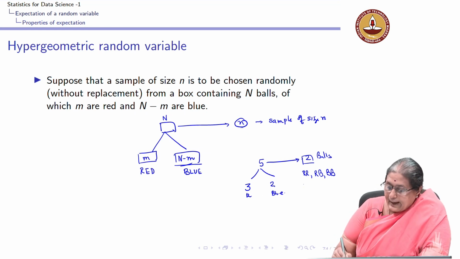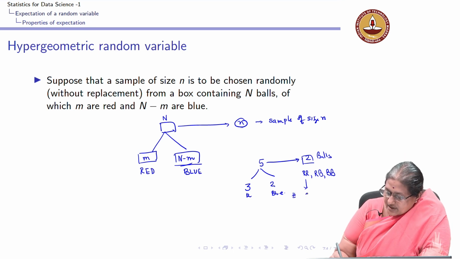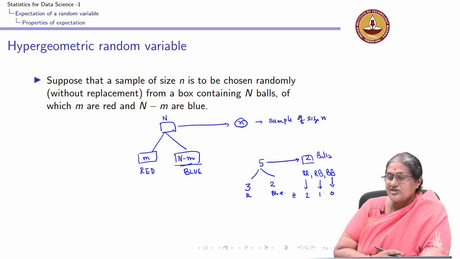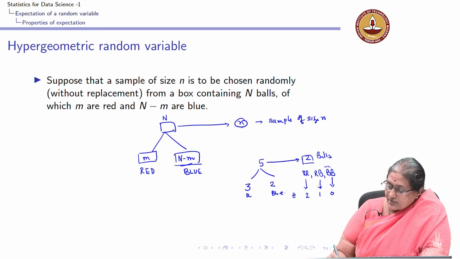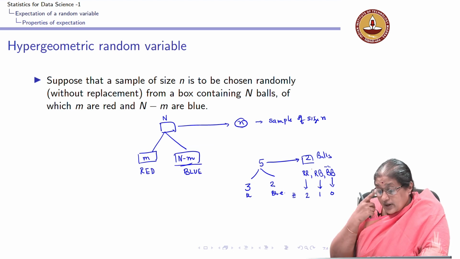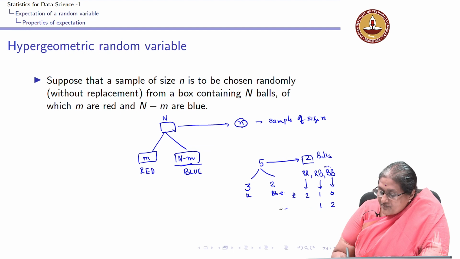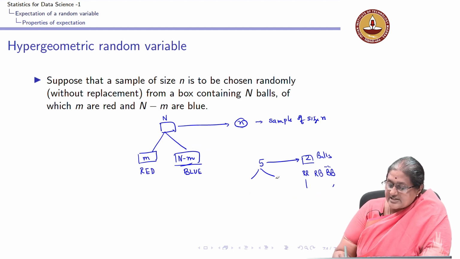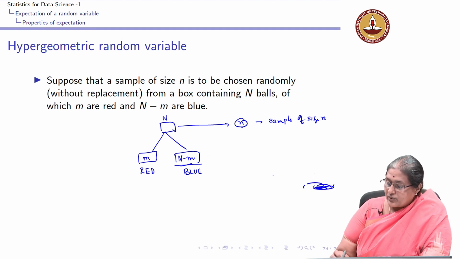So, if I look at the number of red balls in my sample, the number of red balls here is 2, here it is 1, and here it is 0. If I am choosing both blue balls, I do not have any red ball. If I have one blue ball and one red ball, I have one red ball, and here I have 2. Similarly, if I am counting the number of blue balls, here it is 0, here it is 1, here it is 2.